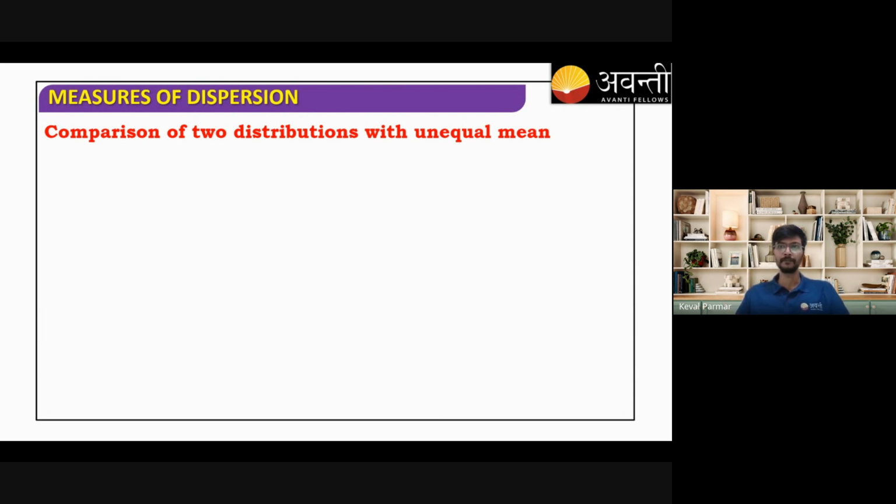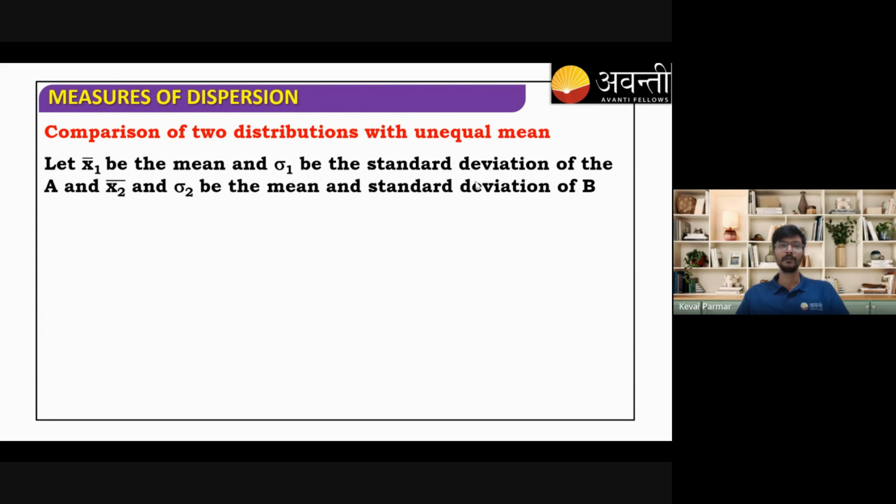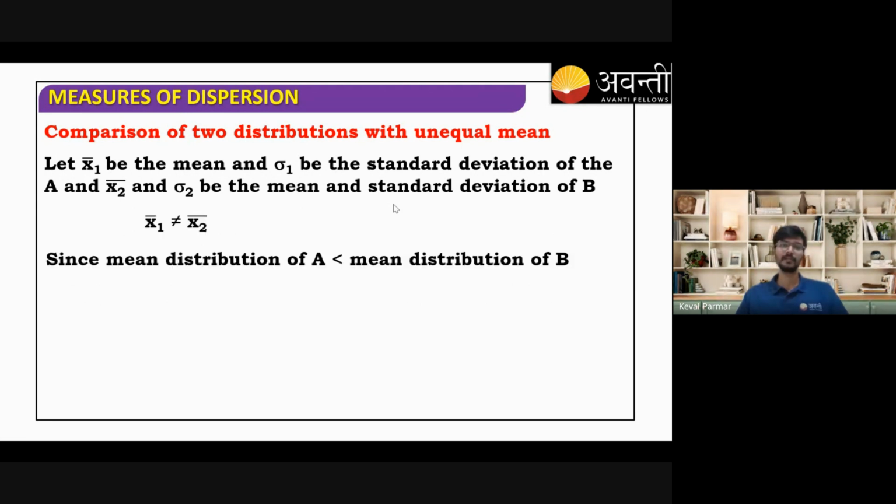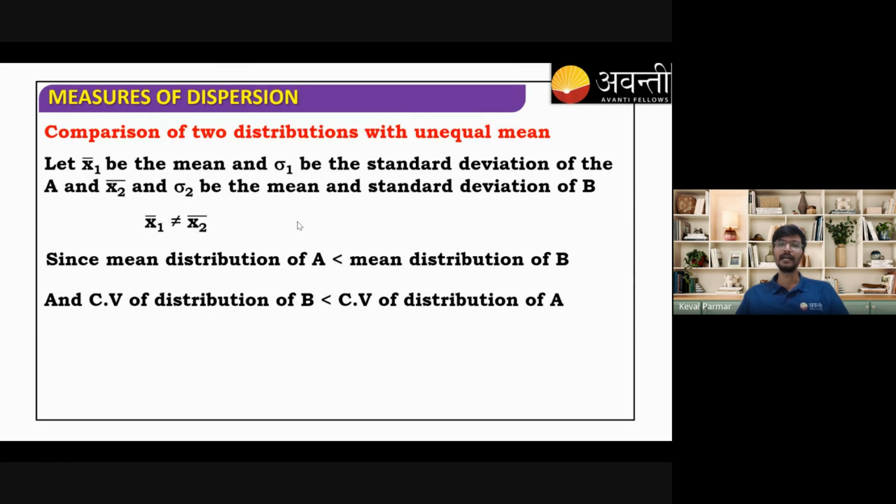Correct? Let's see. So again, it's the same thing. X1 bar is the mean and sigma 1 is the standard deviation. X1 bar not equal to X2 bar. So the mean of distribution A is less than the mean of distribution B, and the CV of distribution B is less than the CV of distribution A. Then B is more consistent.